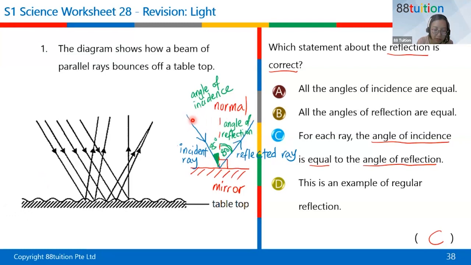So incident ray, reflected ray. This angle 45 degrees, this angle also 45 degrees, same angle. So always measure the angle from the normal. Please don't say it's this angle. This angle is wrong. The angles are always measured from the normal. Please remember that. All right, let's move on.